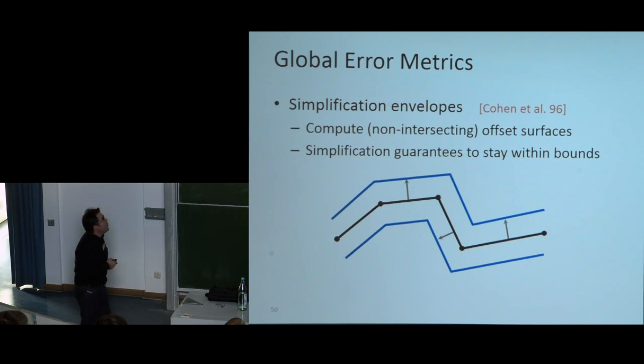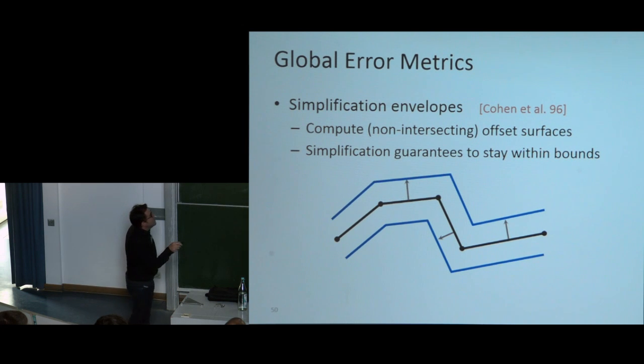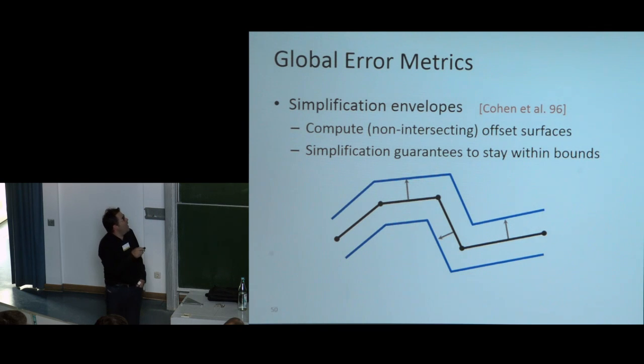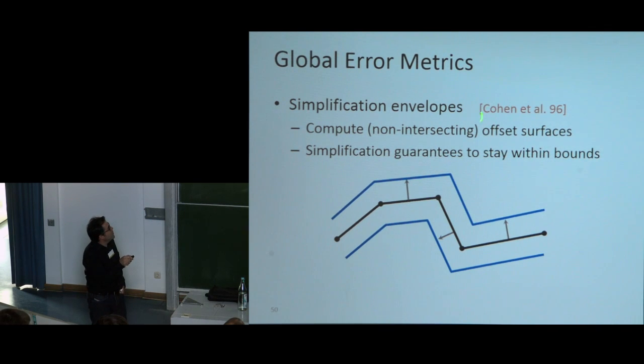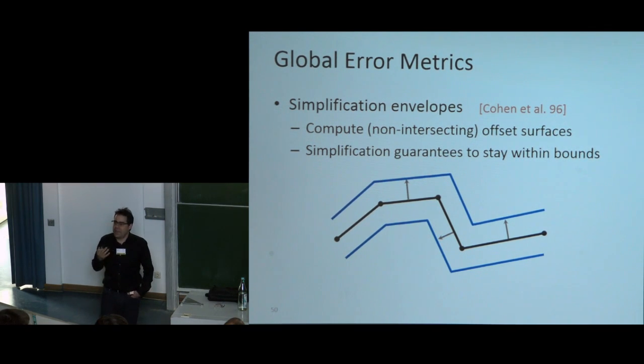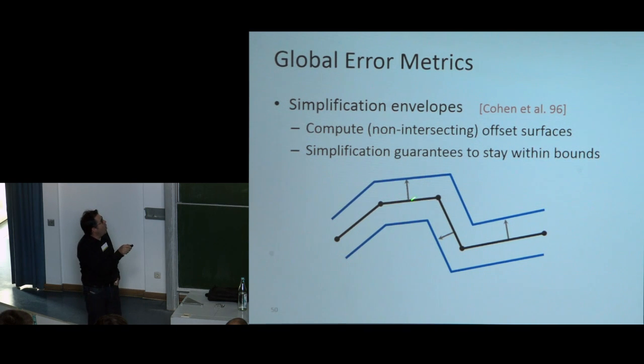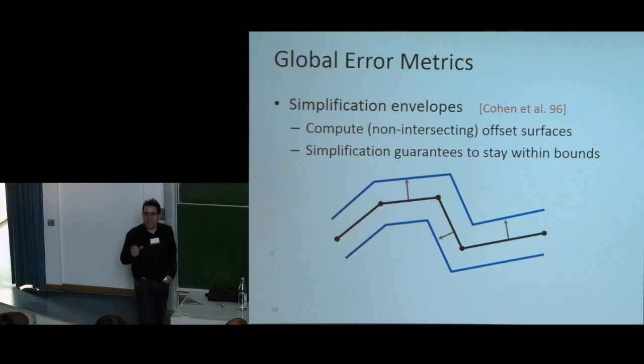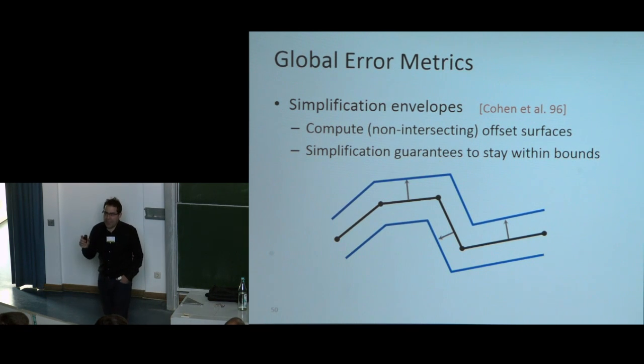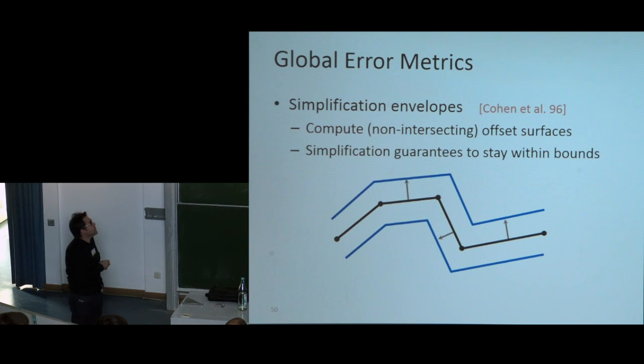So what they propose here is to compute so-called offset surfaces on the input mesh. And they added the constraint that they are not self-intersecting. Here, imagine we offset the input mesh in the two directions in order to generate so-called simplification envelopes. And then they guarantee that the simplification will stay within the bound. I will come back to this method later.